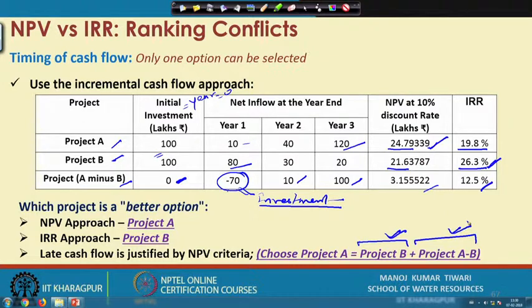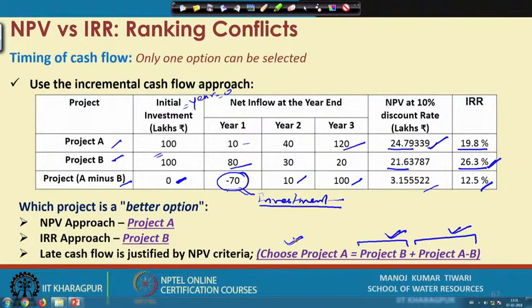So, we can choose both project B and project A minus B, and then we can say that the late cash flow coming in project A is justified by the NPV criteria, and we should choose project A in that case. So, here also the NPV is more helpful in picking the right project, based on the return on the additional investment or analysis of the late cash flow. We can see that NPV is still okay at the desired discount rate; it is still giving a positive NPV and an acceptable value, so I must choose this project.